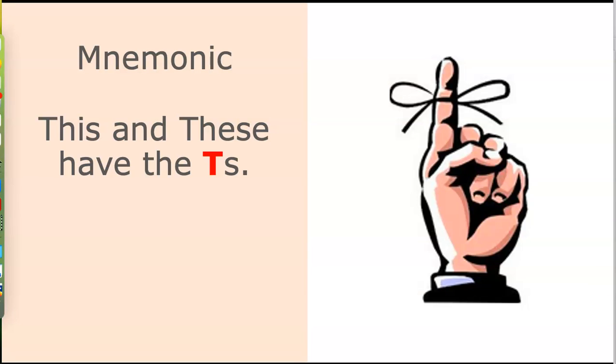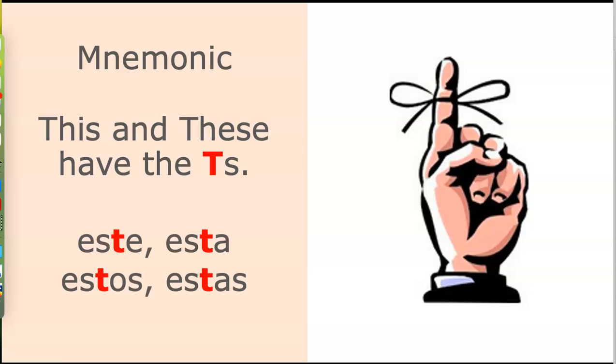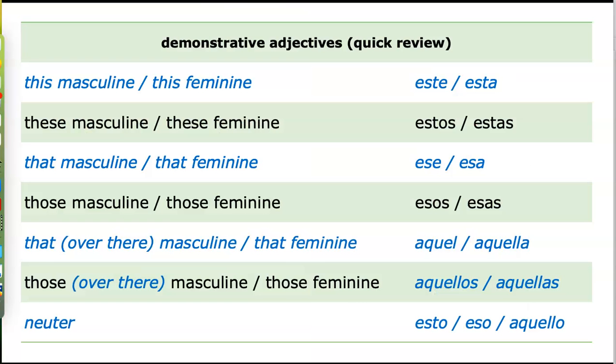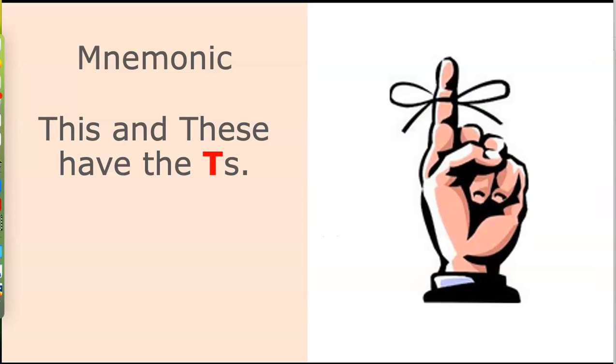First of all, a mnemonic. This and these have the T's. By that I mean the words este, esta, estos, and estas all have the letter T in it, as opposed to ese, esos, etc. that do not contain the letter T.